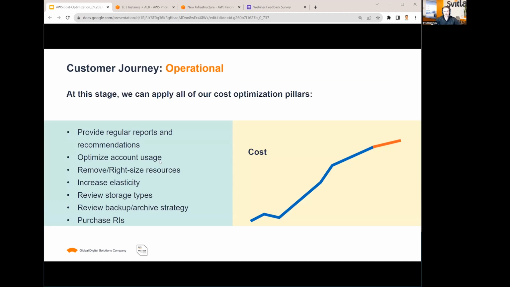The final stage, it's operational. At this stage, we can apply all of our customization pillars. So we need to have regular reports and review recommendations on a regular basis. We may optimize what we use. We may exactly tune our instances. Increase elasticity because we already know our workload. We already understood what we need. We need to review all our backup strategies and so on.